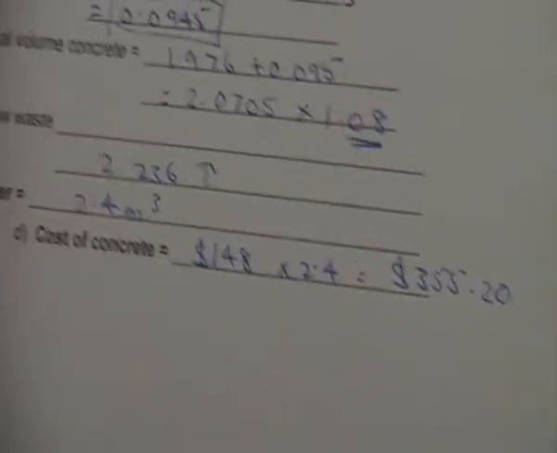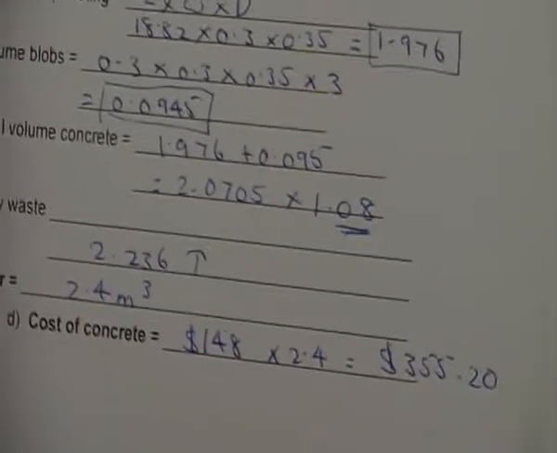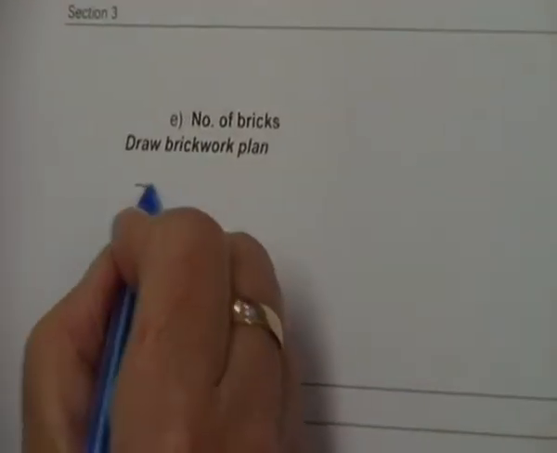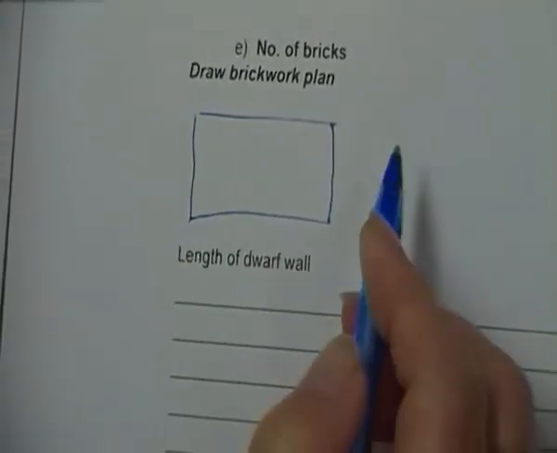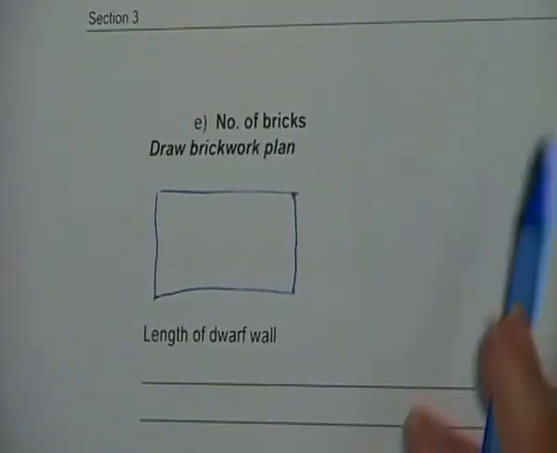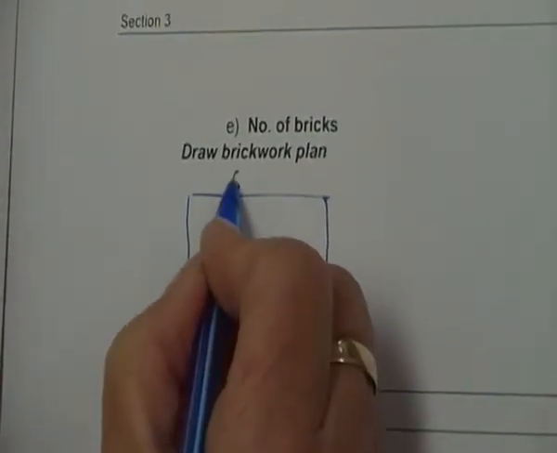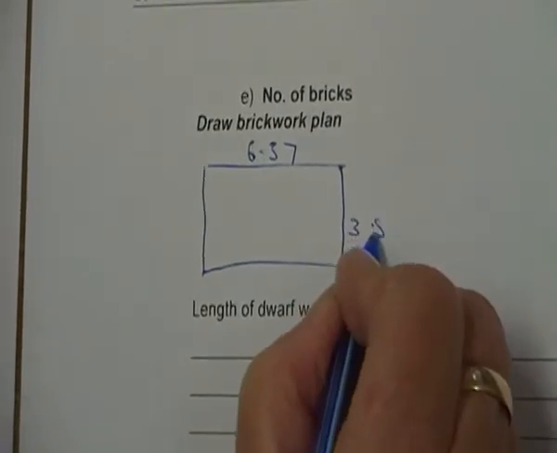We have to go and do the bricks. That's question E and F. So I'm just going to lift the page up and we're going to look at our bricks. Now, like what I said before, you need your brickwork plan, your original plan. Some people get mixed up and use the spoil. The footing plan is only for spoil and concrete. Your brickwork plan is go to your original figures, 6.37 and 3.5.